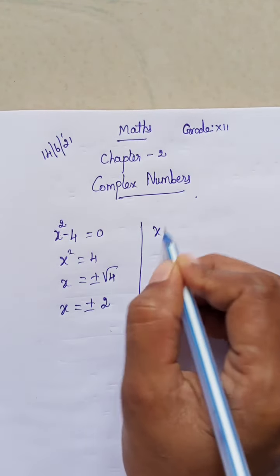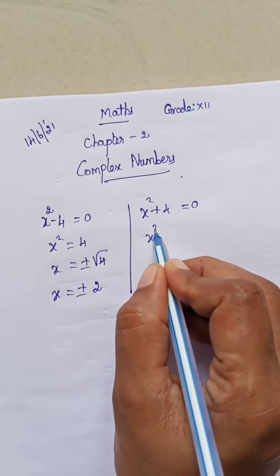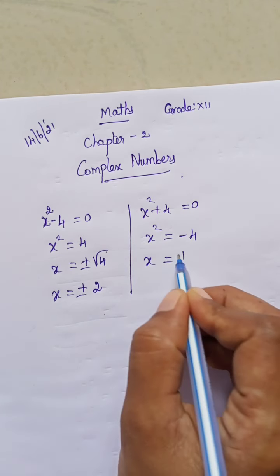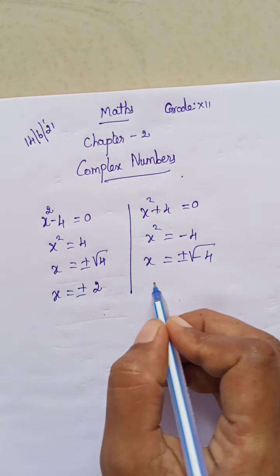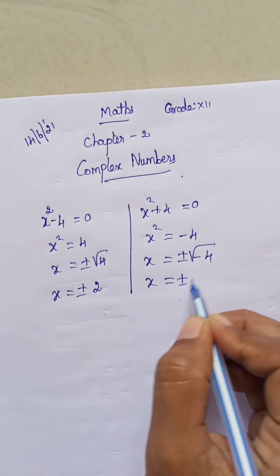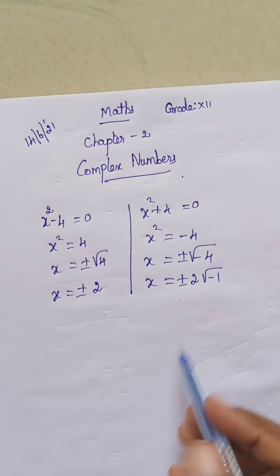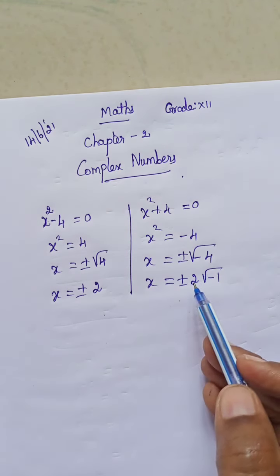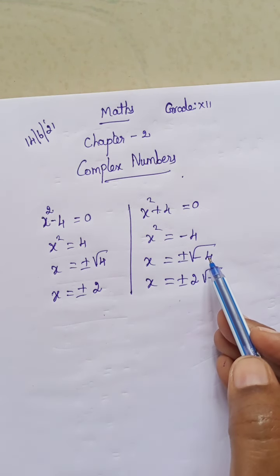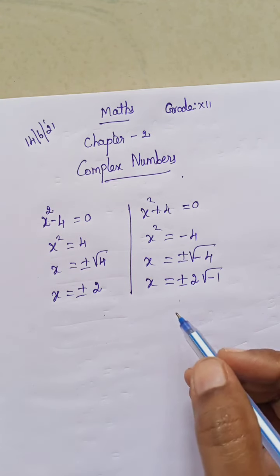The same way, if it is x square plus 4 equal to 0, we may get x square equal to minus 4, x is equal to plus or minus root of minus 4. See, for 4 we may get 2, isn't it? But for minus, we don't know how to take it out, because 2 into 2 is 4, and minus 2 into minus 2 also equal to 4. But one more extra minus we have. That we cannot remove.